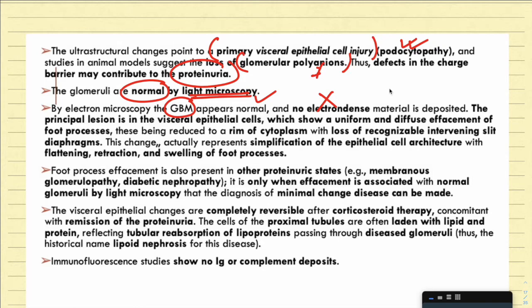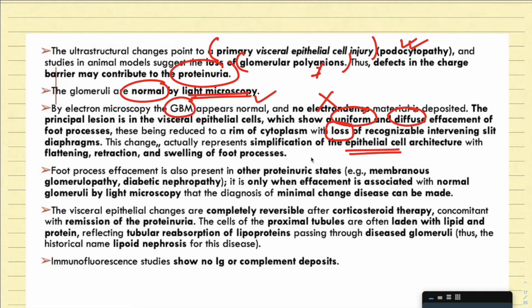The principal lesion of MCD, as I told you, is uniform and diffuse effacement of the foot processes, very, very important. There is a loss of the intervening slit diaphragms, which are formed by the nephrin proteins along with the podocin and actin components as well. This change represents a simplification of the epithelial cell architecture with flattening, retraction and swelling of the foot processes.